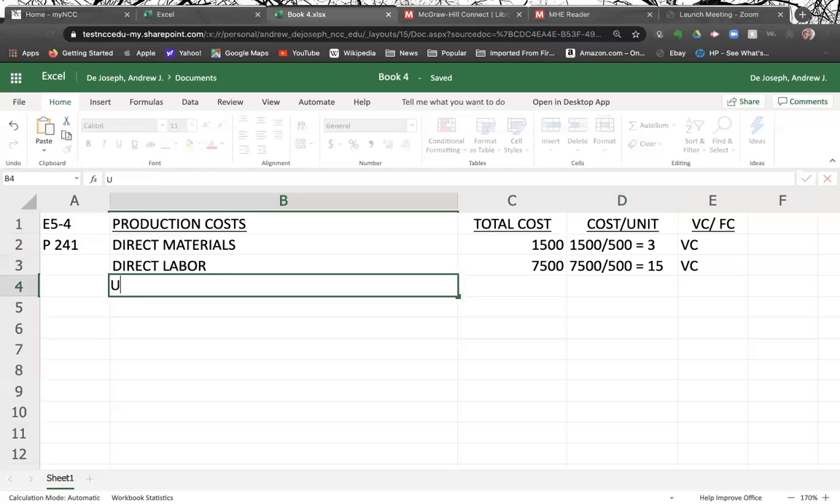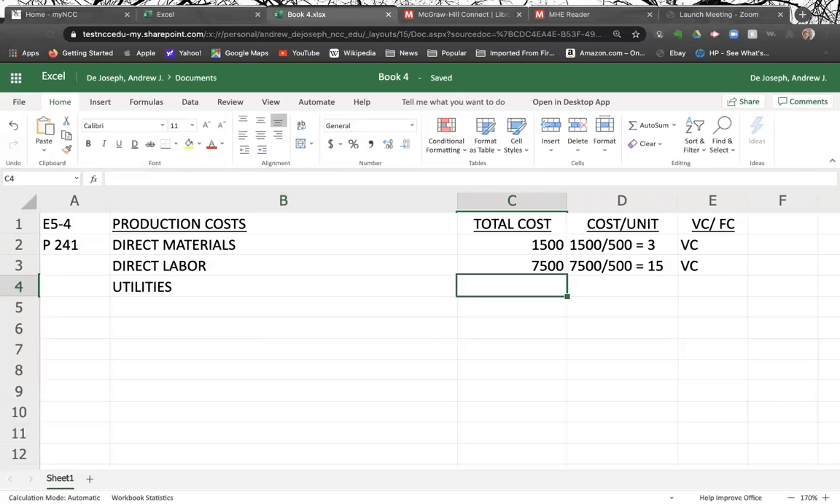Utilities. Now, utilities is an example of a mixed cost. So how much of it is variable and how much of it is fixed? Well, if the total cost was $650 and the fixed portion is 100, that means the variable cost is $550.